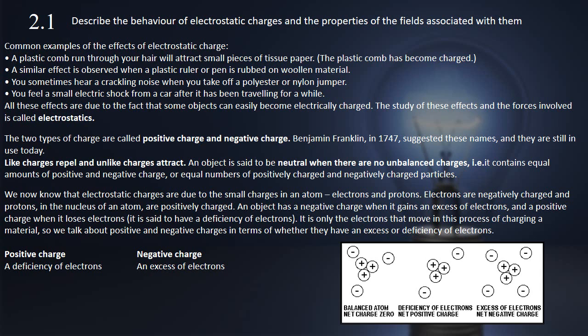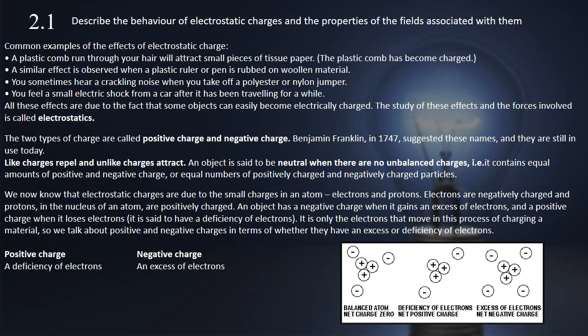So what that means is there's two types of charge. There's a positive and a negative charge, as Benjamin Franklin suggested, where like charges repel and unlike charges attract. So when an object is said to be neutral, there are no unbalanced charges. It contains equal amounts of positive and negative charge atoms or particles, as known in your junior years. So what electrostatics means is when there is an imbalance of these charges in the charged particles.